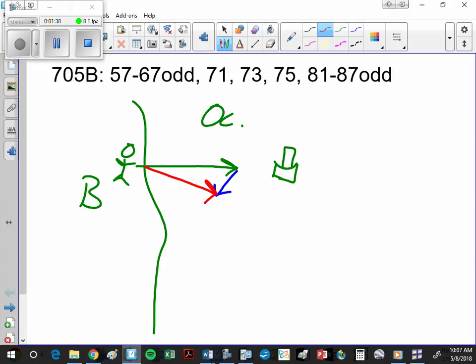So let's say you're swimming at 2 miles per hour, okay? And then this is 1 mile per hour. Well, how fast are you actually traveling? Well, that's a vector question. This would have length of 2, and this would have length of 1. What is this length here? You'd have to use trig to figure that out, which is what we're going to do.